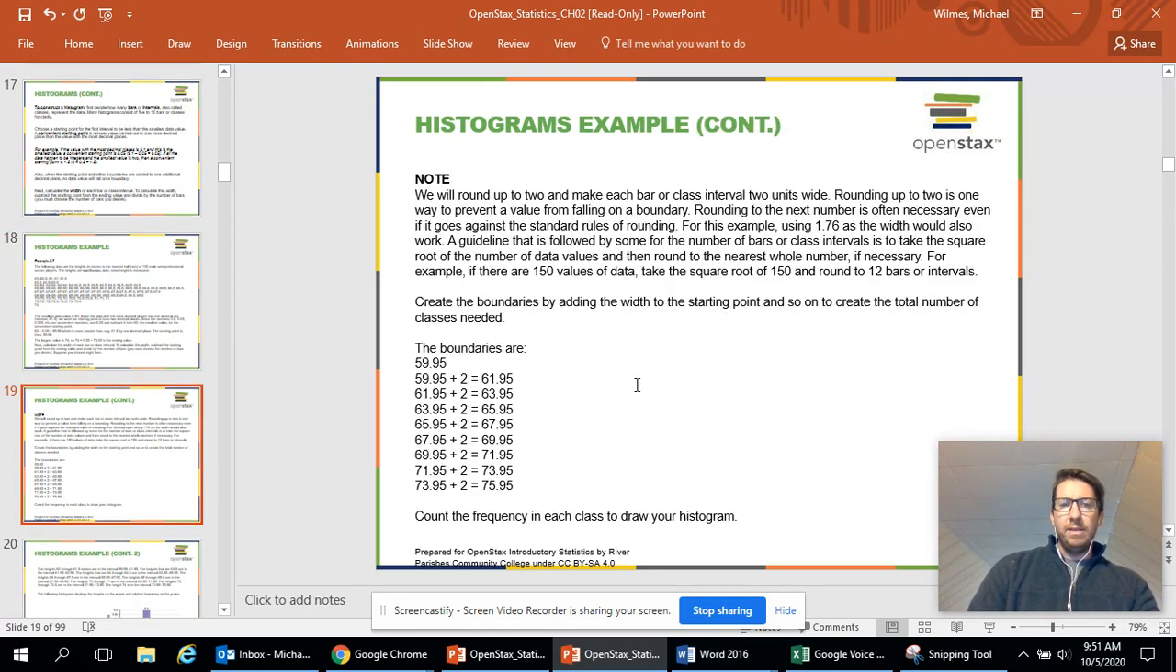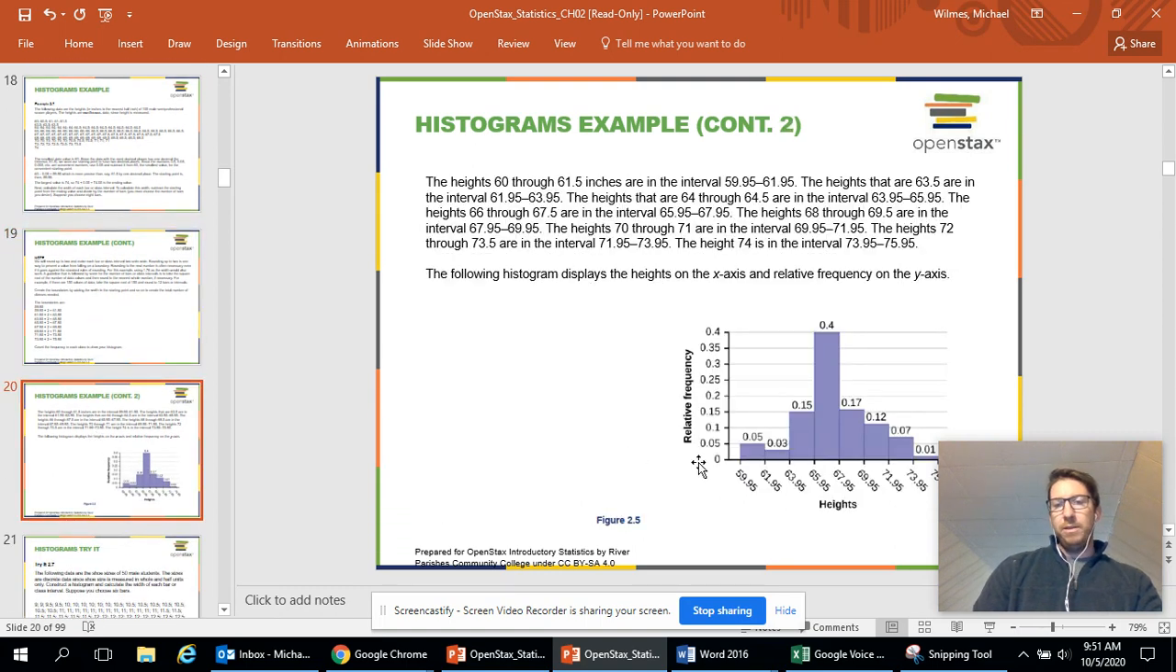So what we're going to be doing is thinking about what our boundaries could be. And so they're going to take a number a little bit below 60, 59.95. They're going to go every 2 units for the boundaries, and that will work it all the way up to 76 or 75.95. Then what we do is we take each of those boundaries and we find out how many pieces of data fit within that boundary. So here, 59.95 all the way to 61.95. That's going to be 0.05 or 5% of our data.